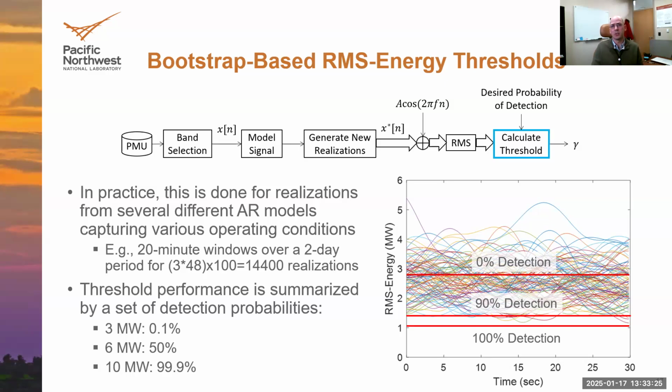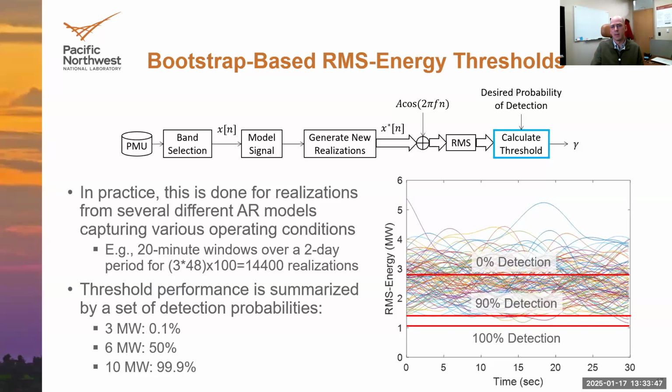And then I'm choosing a threshold to avoid nuisance alarms based on the user input on what would be a nuisance, what size oscillation would be a nuisance. So in this case, 3 megawatts, I'm saying, would be a nuisance. So I can limit that probability of detection to 0.1%. And then after that, I can evaluate these other amplitudes and see what probability of detection I get.